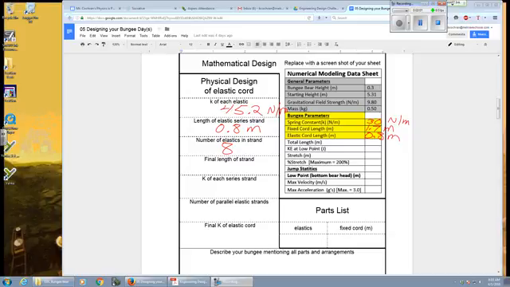So final length of strand. Now I say, well, I only have 8 bands in there. They're only 9 centimeters each. So rather than being 0.8 meters long, my strand is really 0.72 meters long.